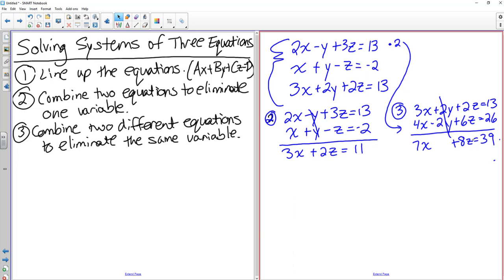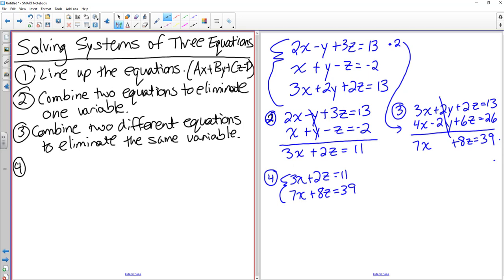Okay, so now I've got two equations with two variables. So now step 4 is going to be to solve this system of two equations. Let me rewrite what I have right now: 3x plus 2z equals 11, and 7x plus 8z equals 39. Again, I may be rewriting a little more than I need to, but in order to stay really organized, sometimes it doesn't hurt. So right now we're going to solve the remaining system of two variables.